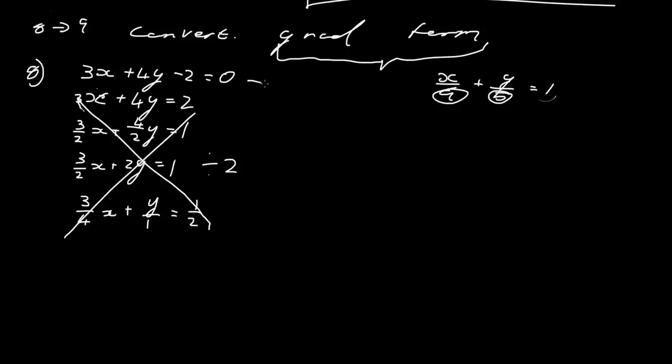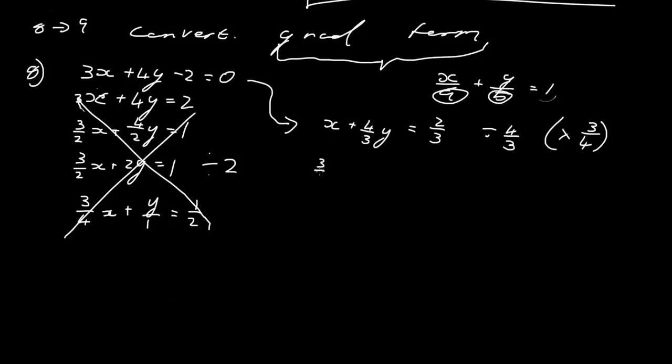Okay, so let's try that again. So, let's get x by itself. So we can divide the whole equation through by 3. So, x plus 4 over 3y is equal to 2 over 3. I just took the 2 across and divided by 3. Right. Now, let's divide the whole equation by 4 over 3, which is the same as multiplying by 3 over 4. Flip and times. So, we multiply through the whole equation by 3 over 4 and we'll get y by itself.